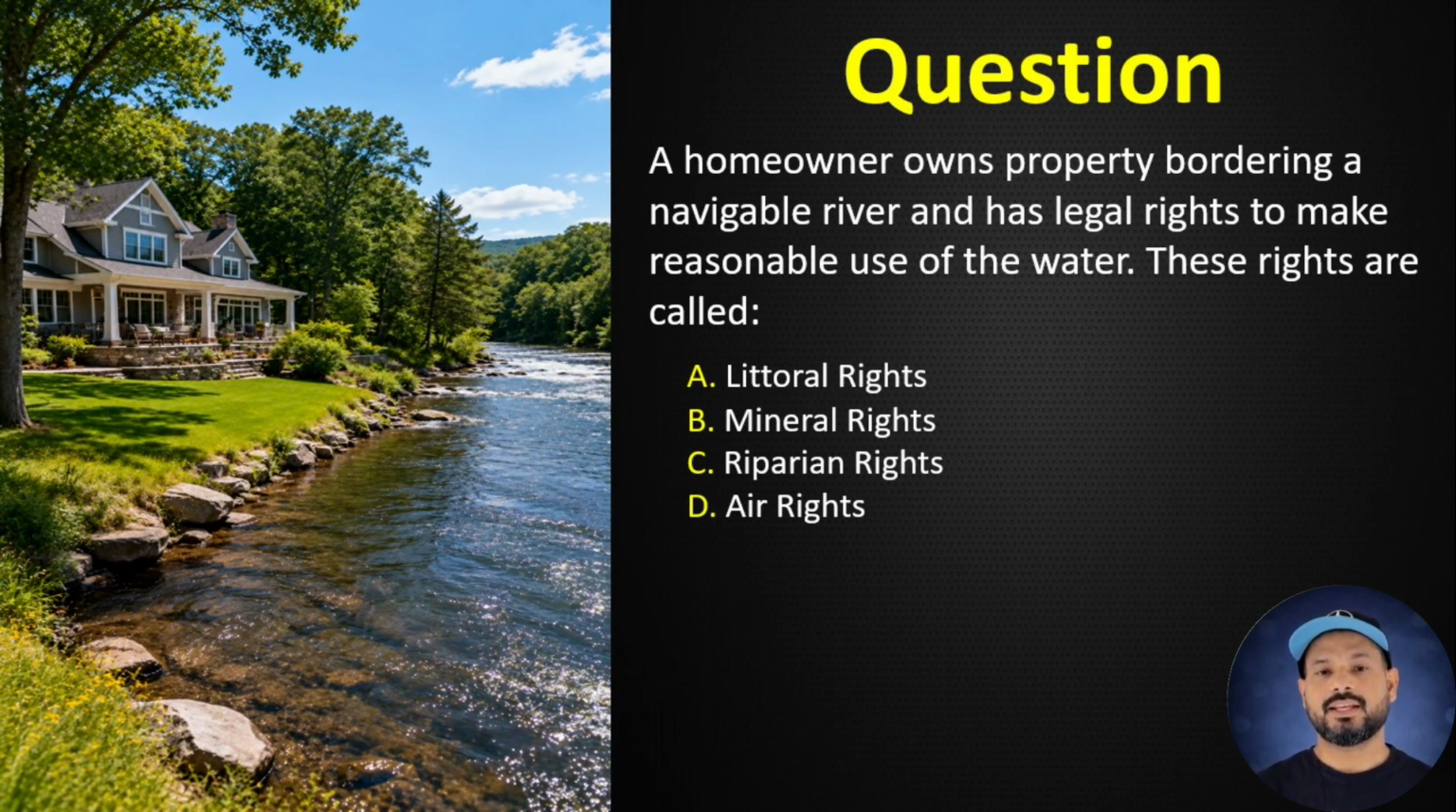Question number 36. A homeowner owns property bordering a navigable river and has legal rights to make reasonable use of the water. These rights are called: A. Littoral rights, B. Mineral rights, C. Riparian rights, D. Air rights. Correct answer C. Riparian rights. Riparian rights apply to landowners whose property borders rivers and streams.